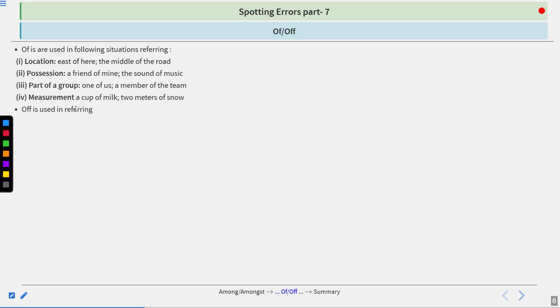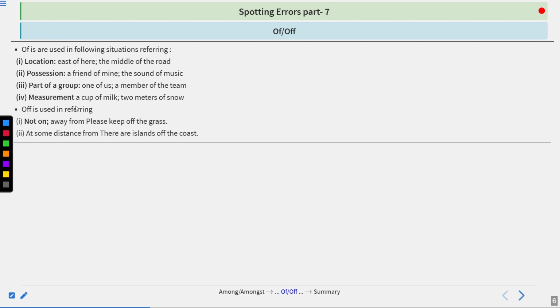Of is used in referring to not on, away from: please keep off the grass. So off here is referring to away from. Also at some distance from: there are islands off the coast. So off here is referring to a short distance.